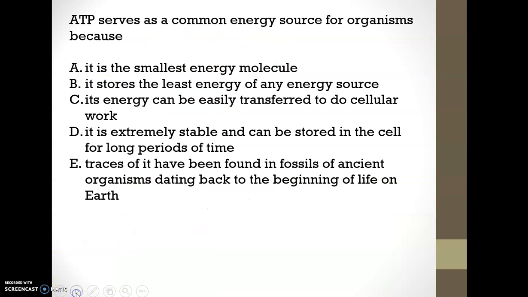So let's do our question real quick. ATP serves as a common energy source for organisms because A, it is the smallest energy molecule. B, it stores the least energy of any energy source. C, its energy can be easily transferred to do cellular work. D, it is extremely stable and can be stored in the cell. E, traces of it have been found in fossils of ancient... I'm not even going to finish that, because if you choose E, I don't know what's wrong with you, because we haven't even mentioned fossils and the beginning of life on Earth right now. So, LOL. Now, your choices automatically should be A, B, C, or D. So take a second, think about it.